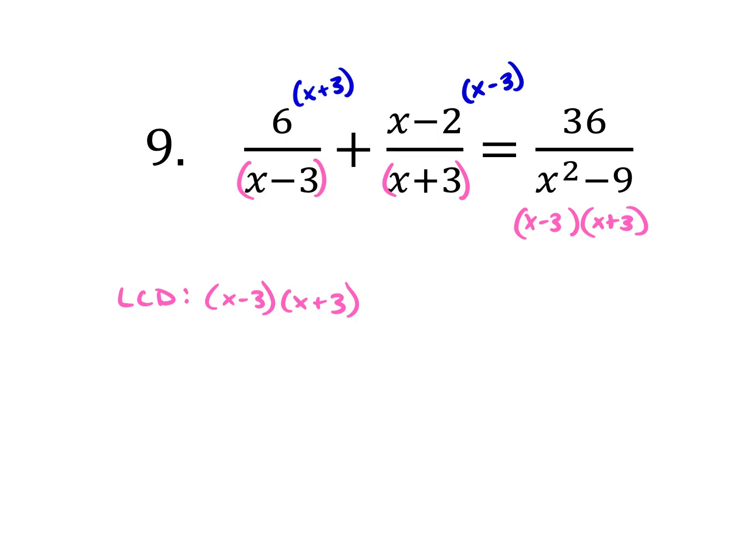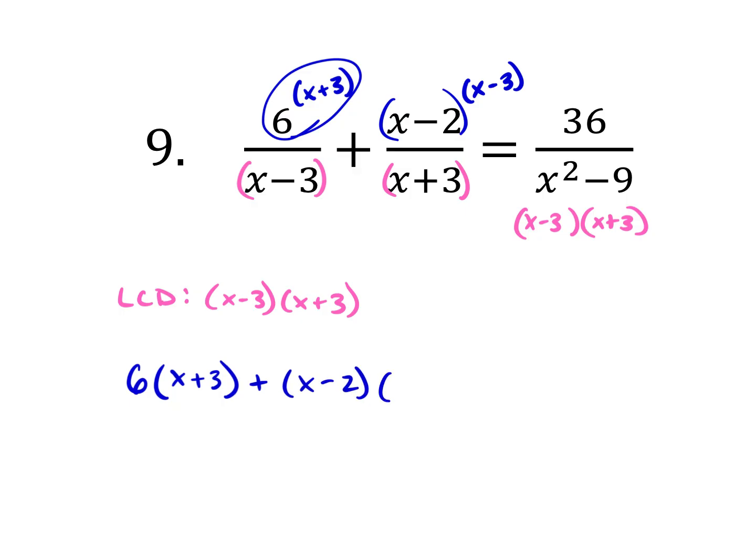So when I write out my answer, I have 6, because we multiply what's there by what was missing. So 6 times x plus 3, plus, here we have x minus 2 times x minus 3, equals, don't forget the equal sign, just 36, because we didn't multiply anything by 36.